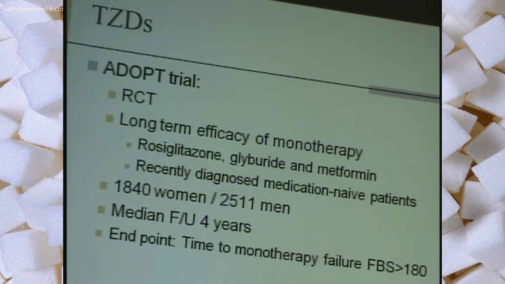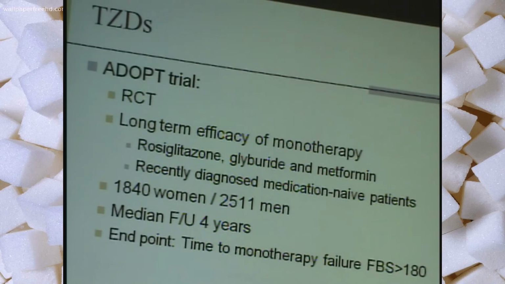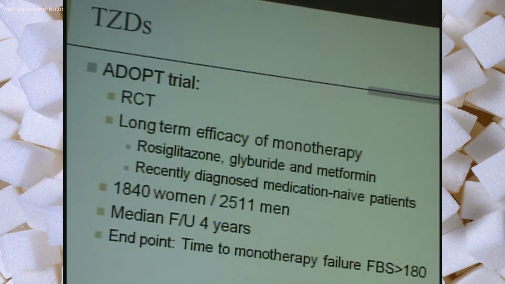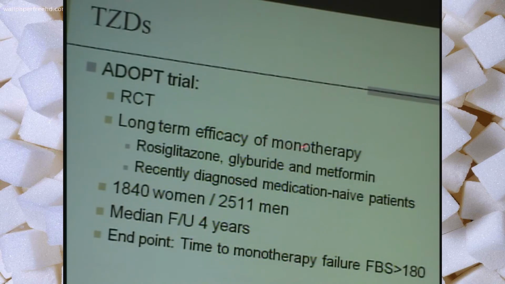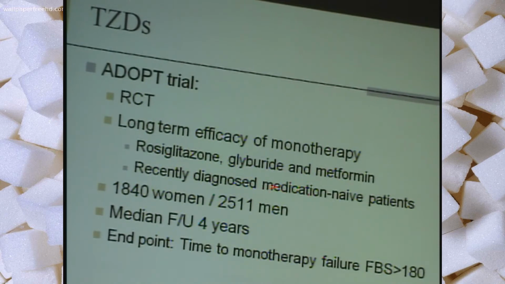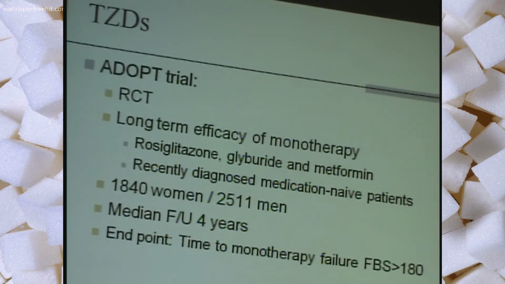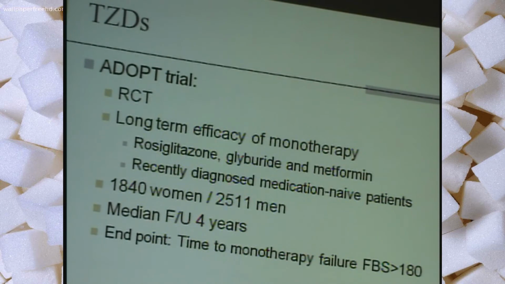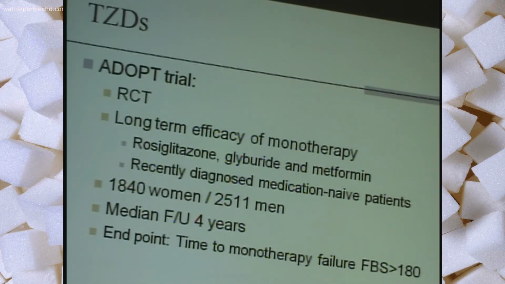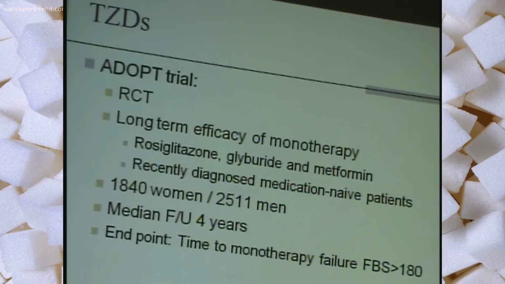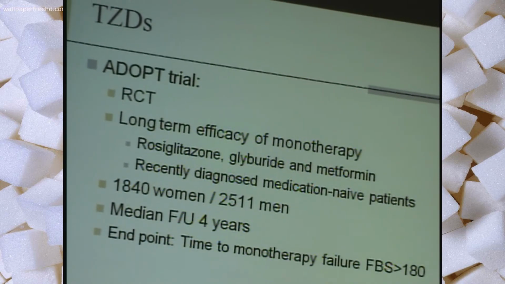Another big study that is important to know for the TZDs is the ADOPT trial. It was a randomized control trial that looked at the long-term efficacy of monotherapy in recently diagnosed, medication-naive diabetic patients. The endpoint was to look at the time of monotherapy failure, and they defined monotherapy failure as a fasting blood sugar greater than 180. So basically, what they were looking at is how long you could keep a patient on one medicine before you would have to add another one to keep a fasting blood sugar less than 180. And they followed these patients for 4 years.